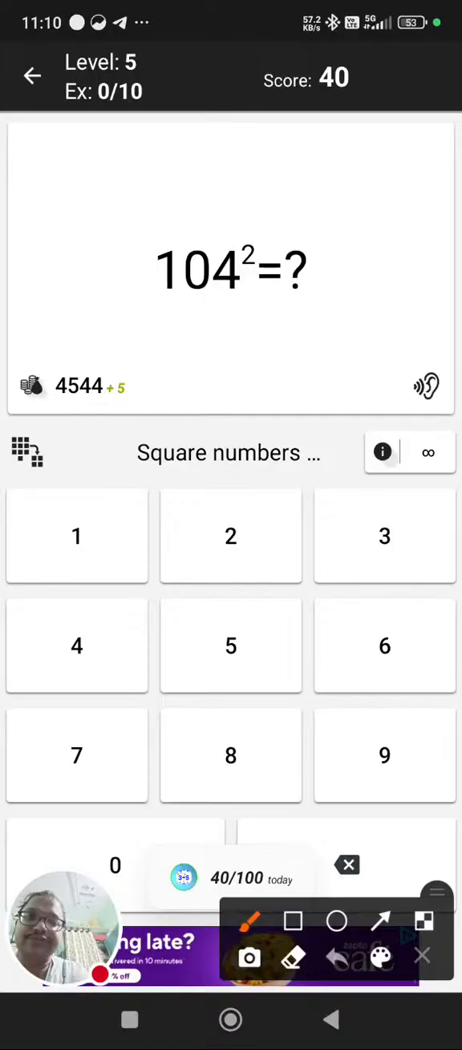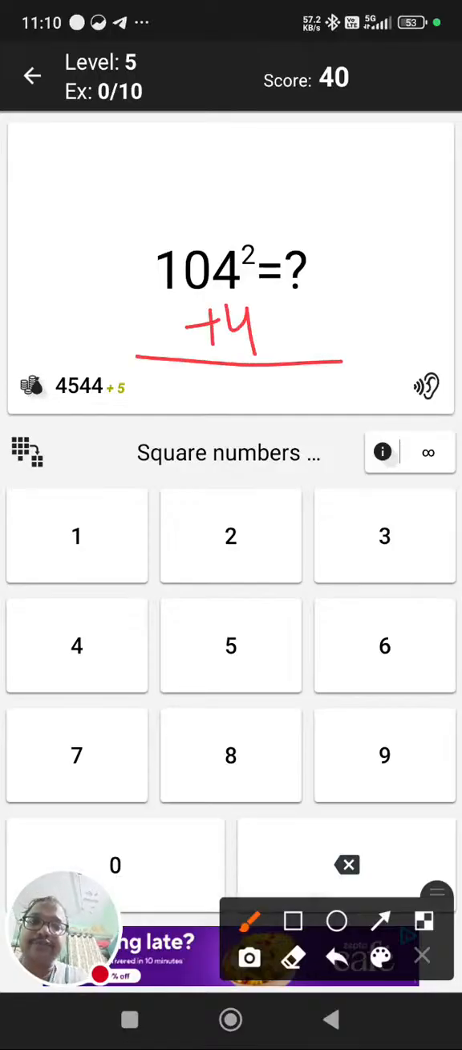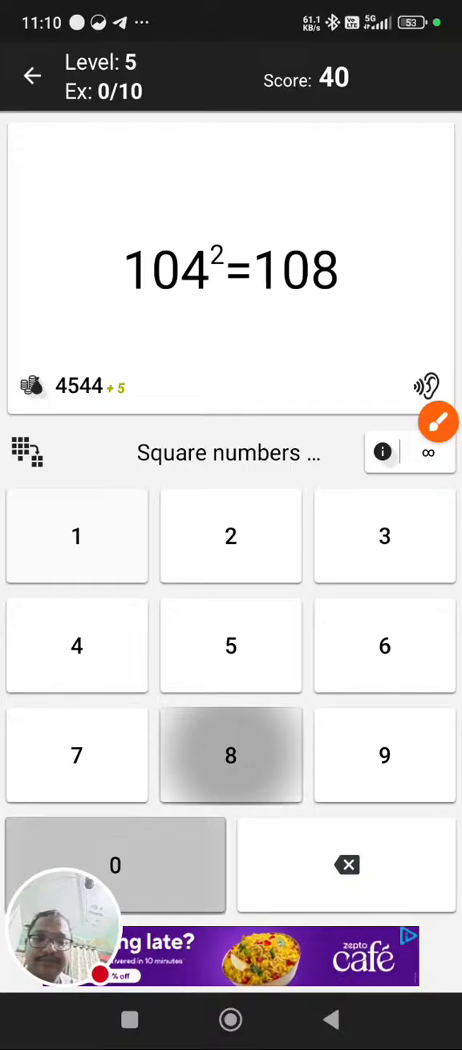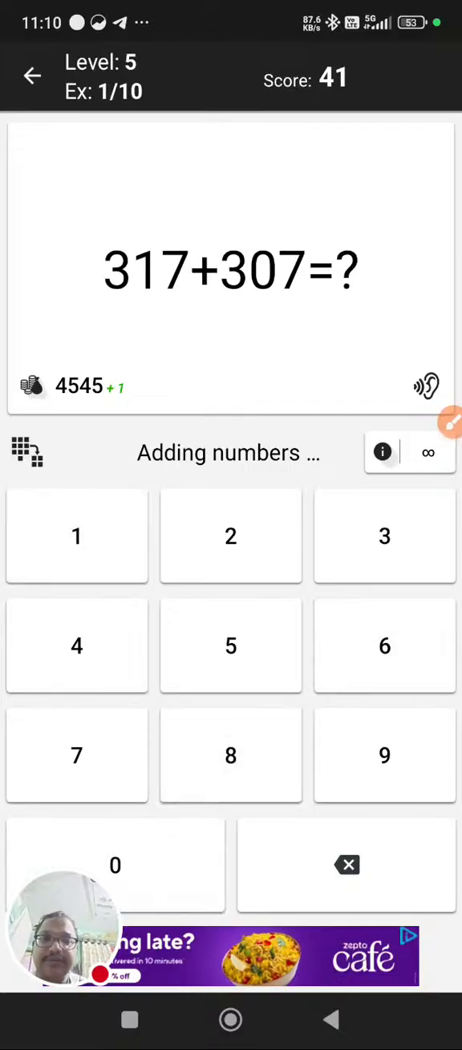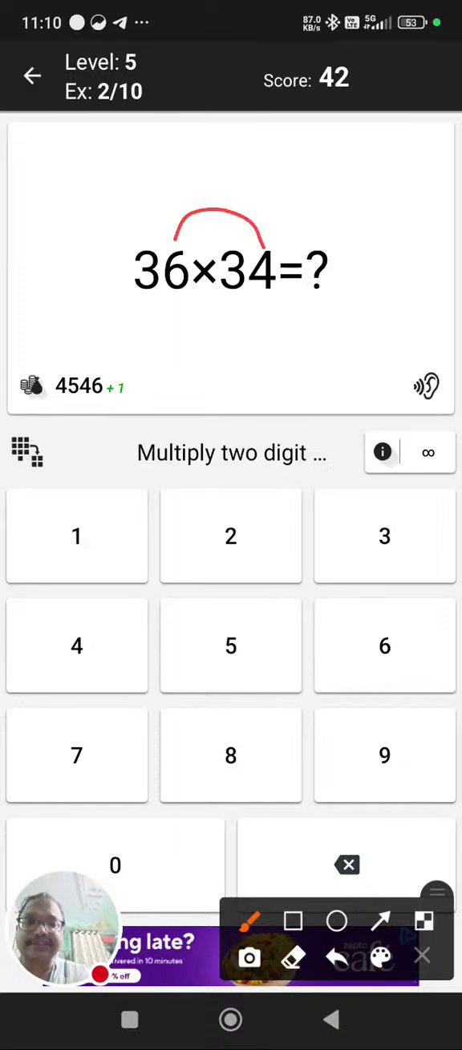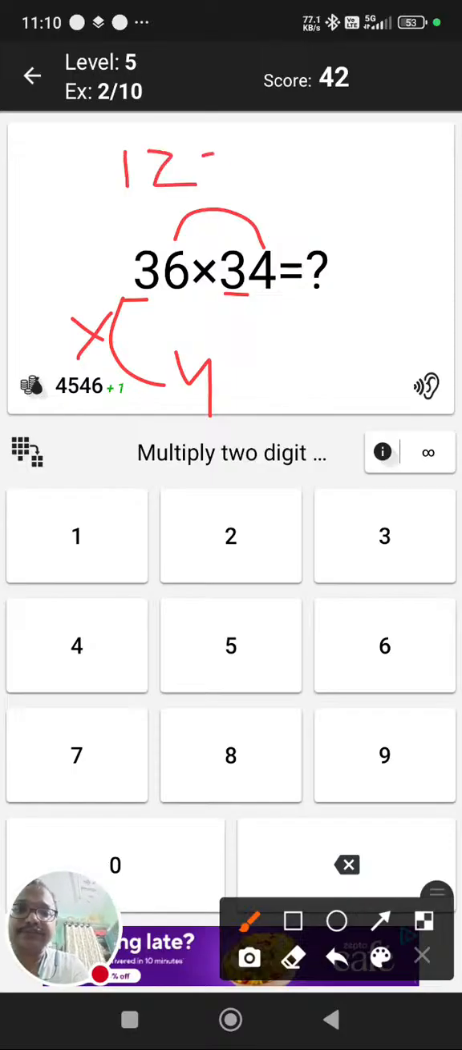Here it is 4 more than 100, so what we do is add 4 to this one, we get 108. And talking about 4, so what we do is 4 square, which is 16. So answer will be 10816. Next one, 317 plus 307, which will be 624. Here again we see the sum of the unit digits is 10 and the tens place is the same. So what we do is the next number of 3, which will be 4. We do multiplication of these two, 3 4 times 12 and 6 4 times 24. So 1224 is the answer.